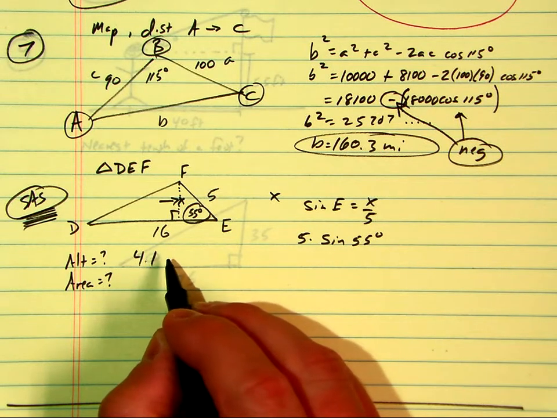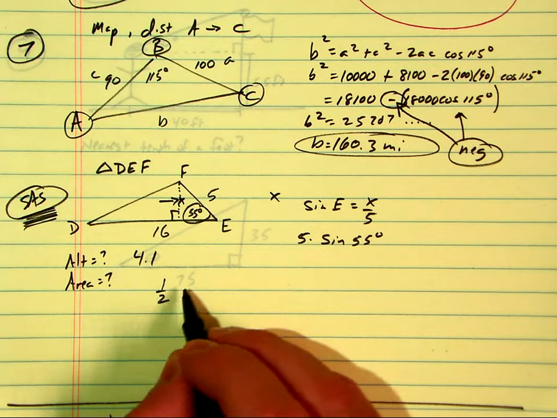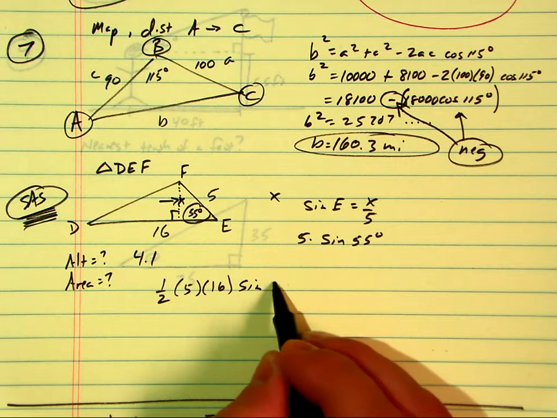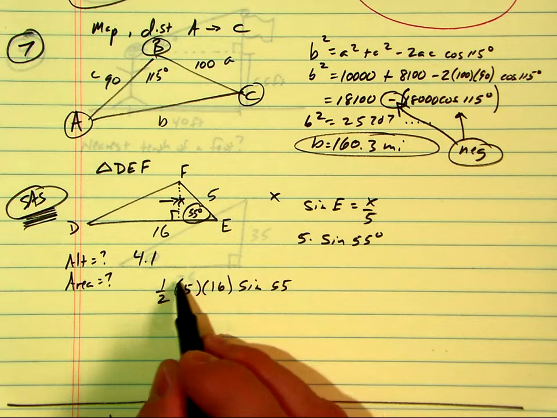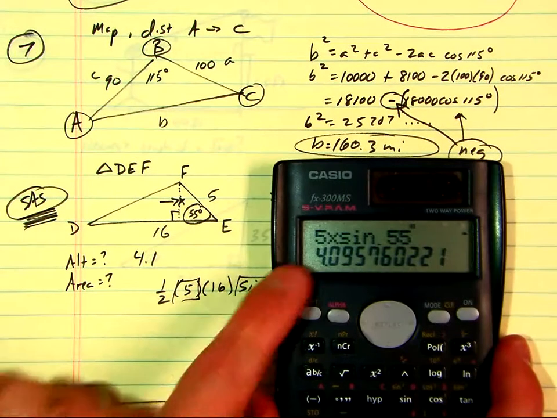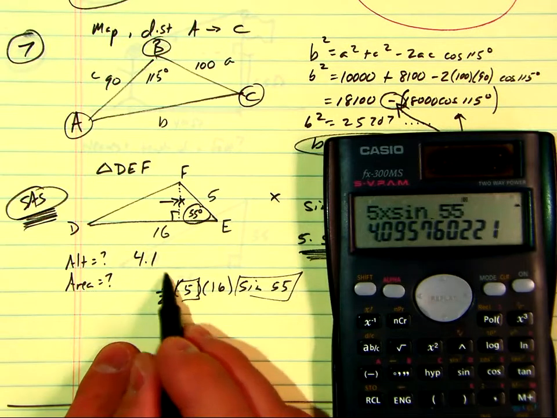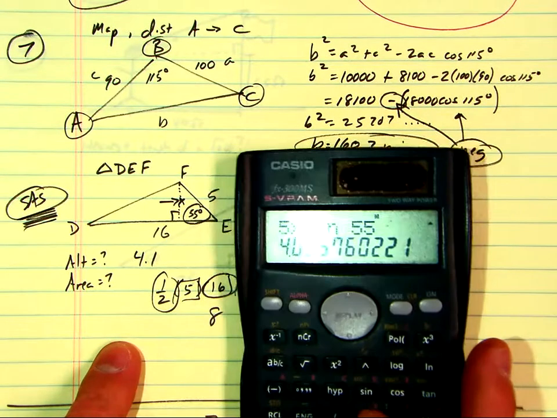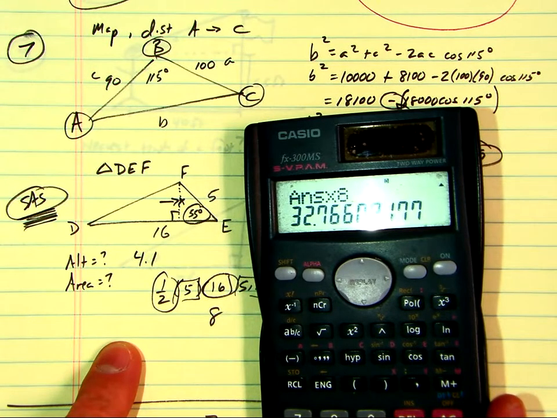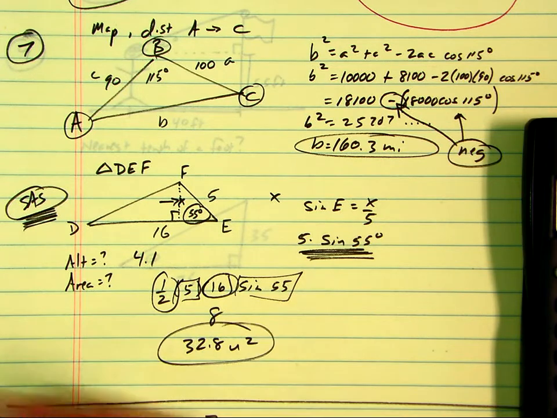And then we can use the same thing for the area. The area in this case is 1/2 times 5 times 16 times sine of 55. This part and this part were right there, so I already have that. I have 5 times sine of 55 right there. So all I have to do is multiply by, well, what's 1/2 of 16? Multiply by 8. So the area is about 32.8 units squared. Okay, stopping the video so I can take questions.